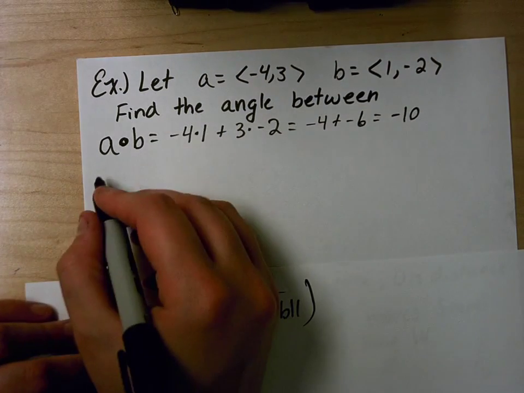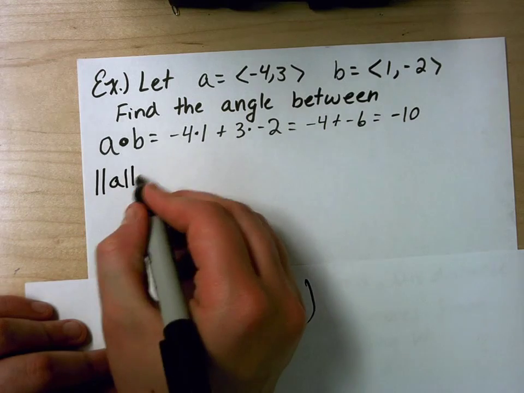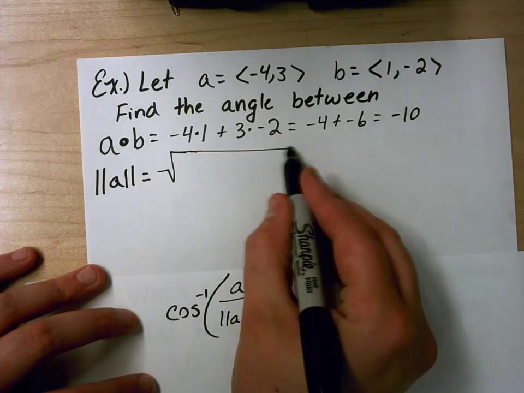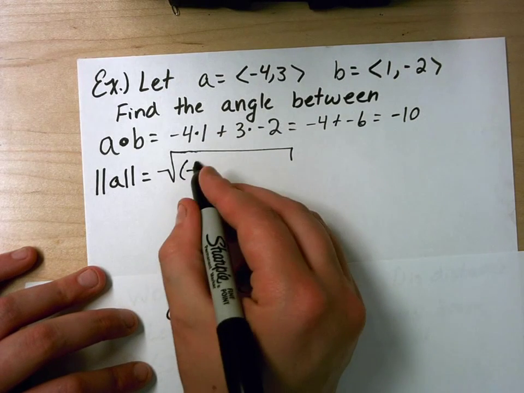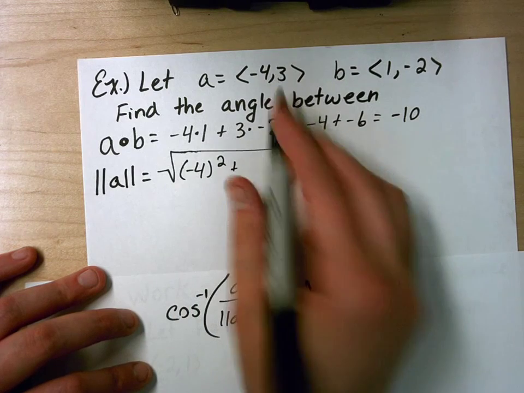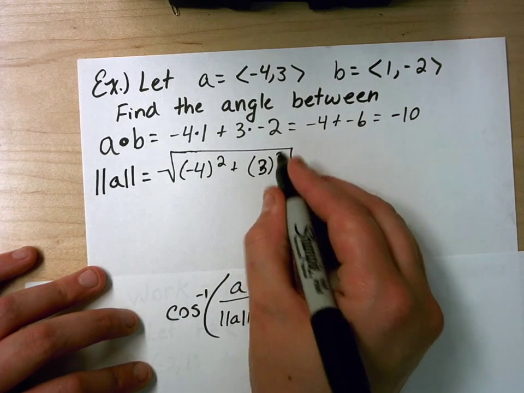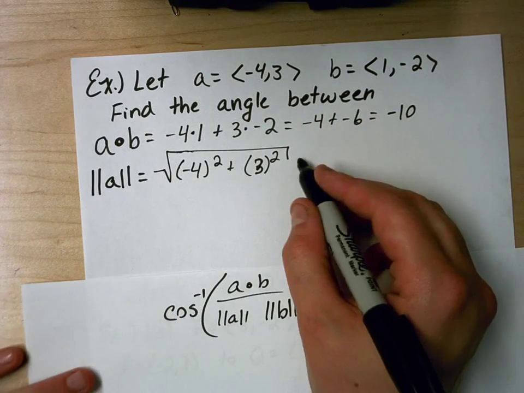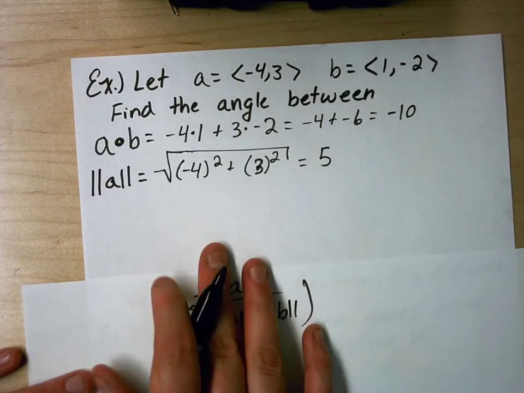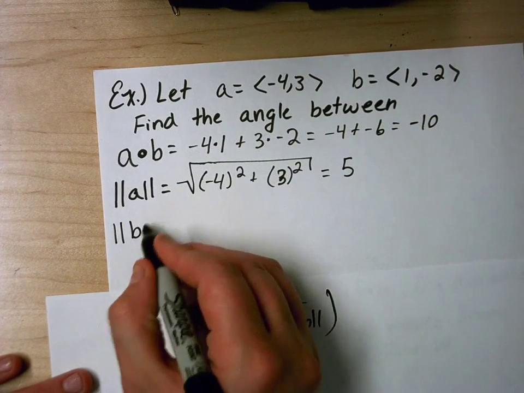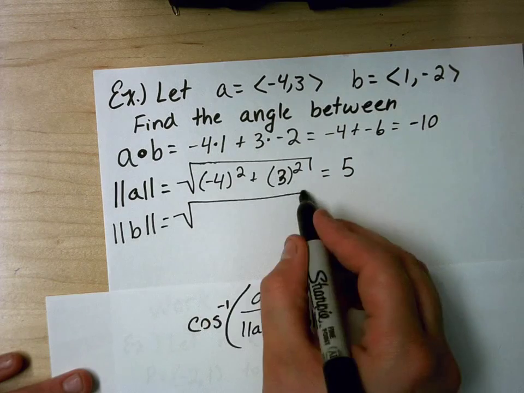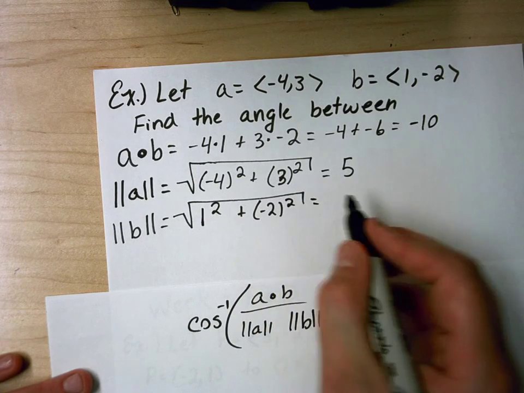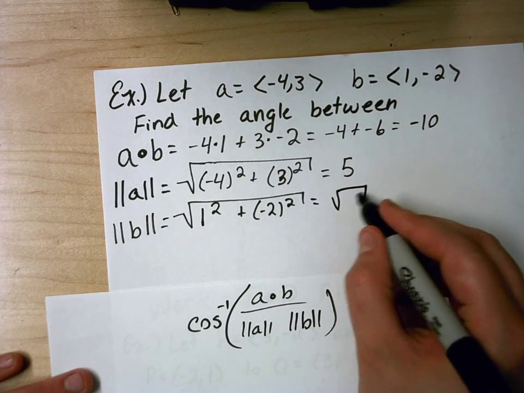Now to find the length of A, or the magnitude, which are interchangeable, magnitude and length are the same thing, that's going to equal the square root of A1 squared, so -4 squared, plus my A2 squared. That's going to give me 16 plus 9, the square root of 25, so that just equals 5. Then I need to find the magnitude of B. That's going to be the square root of 1 squared plus negative 2 squared, and that's going to give me the square root of 5.